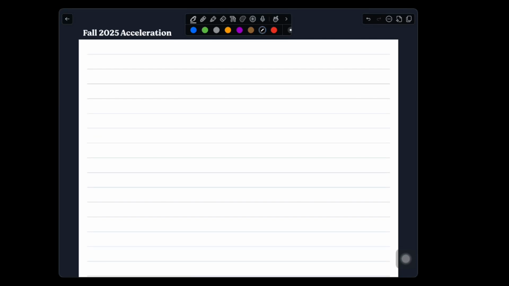First of all, acceleration is, well, the definition of acceleration. Acceleration is the change in velocity over the change in what? Time. That's like average acceleration.